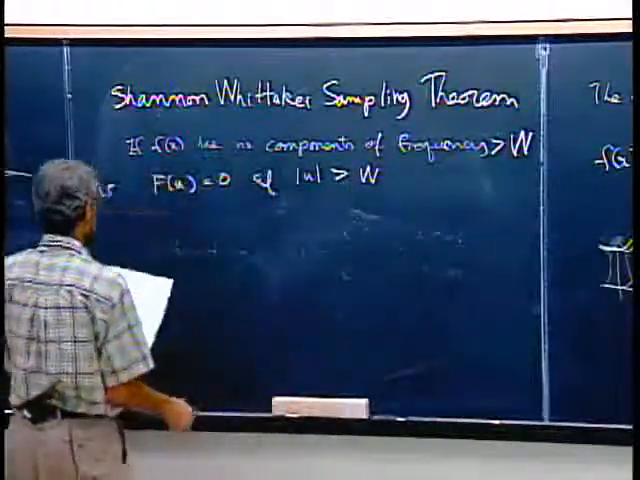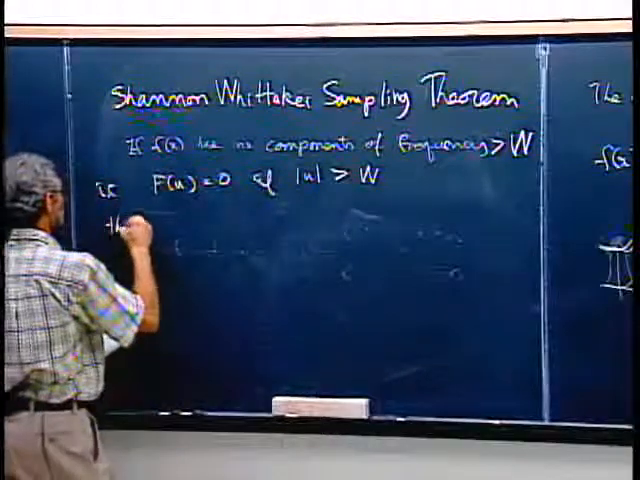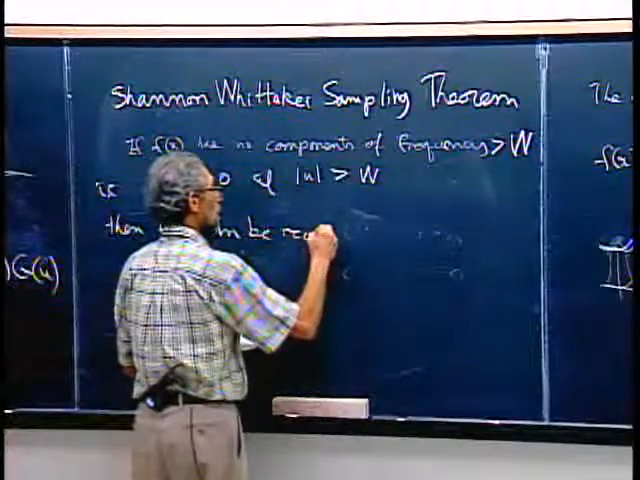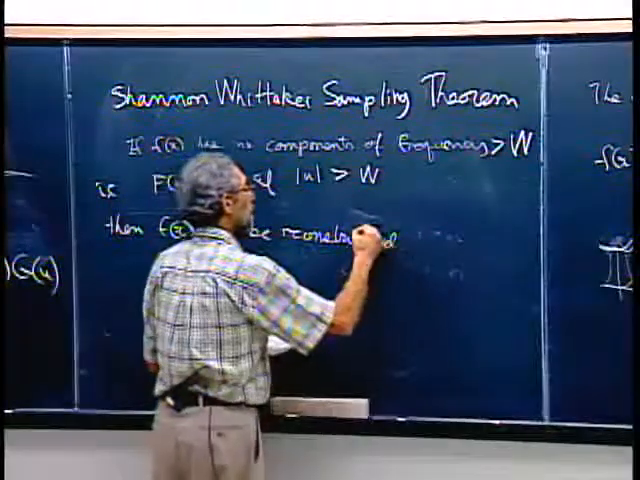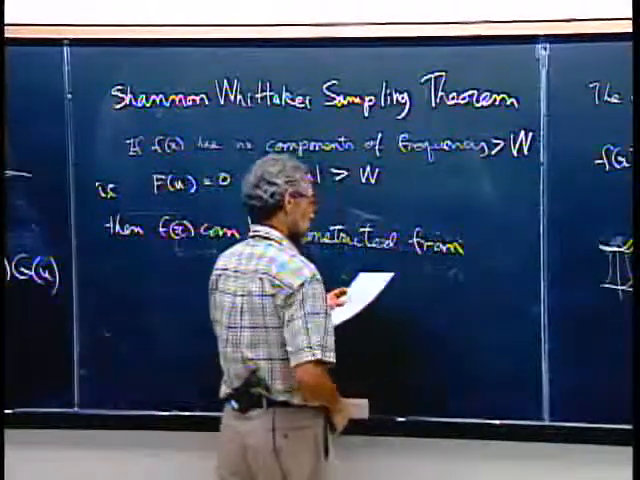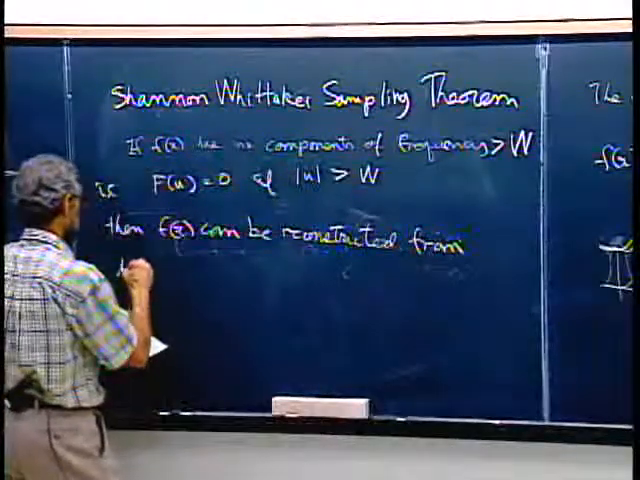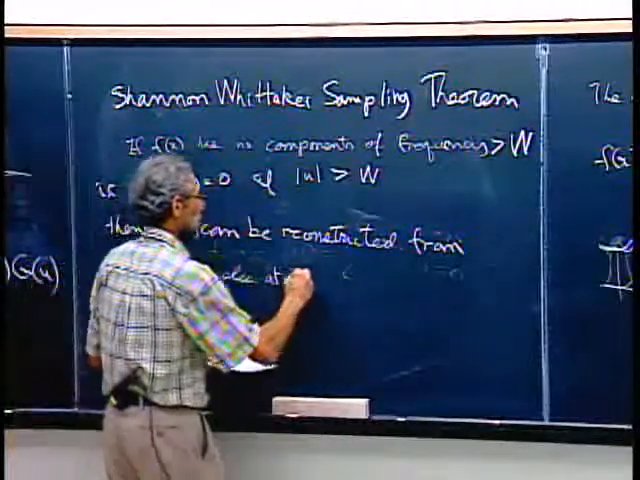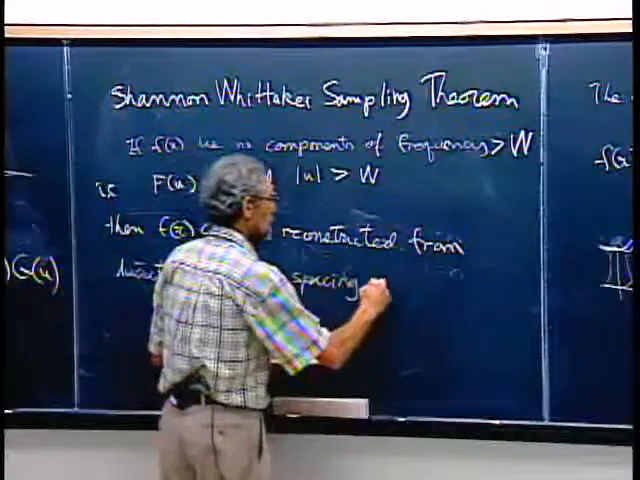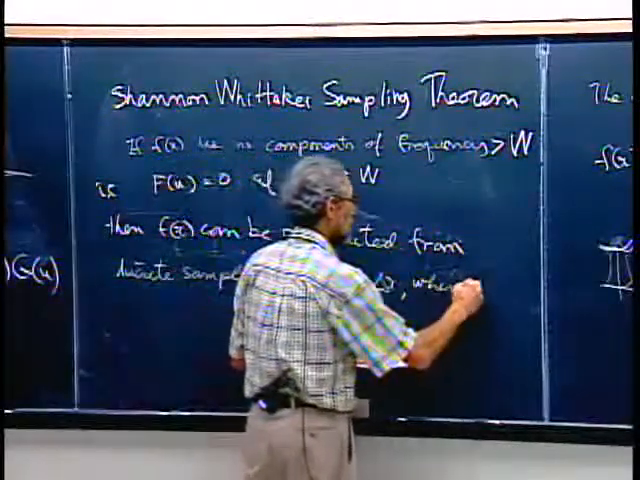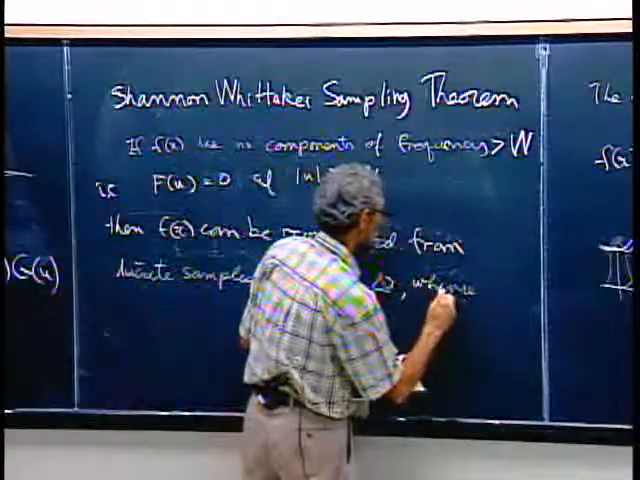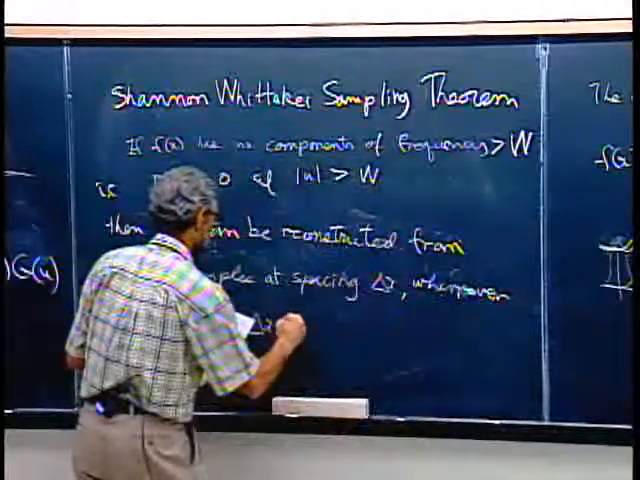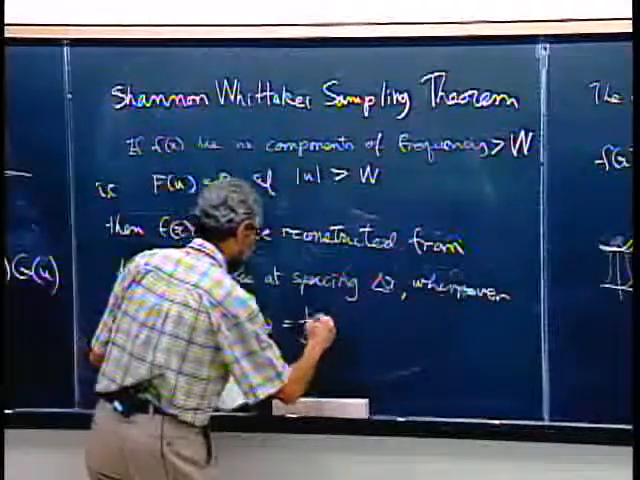I don't know why this part isn't erasing. Then f of x can be reconstructed from discrete samples at spacing delta x whenever delta x is less than 1 over 2W.